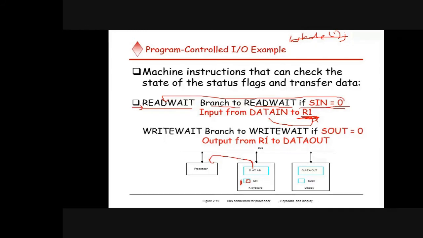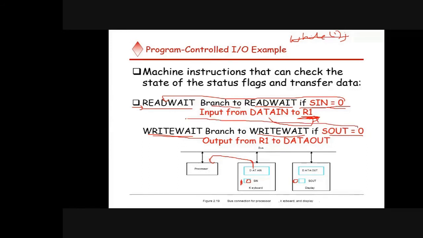Similarly for write also, what will happen? If S out is equal to 0, that means the display device is not ready. That time again and again S out is equal to 0, display device is not ready. So again and again it is coming into write wait, branch to write wait. The same statement will be executing until S out value becomes 1.